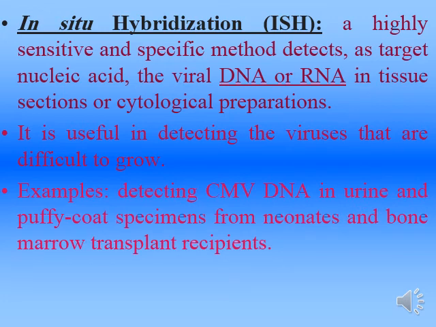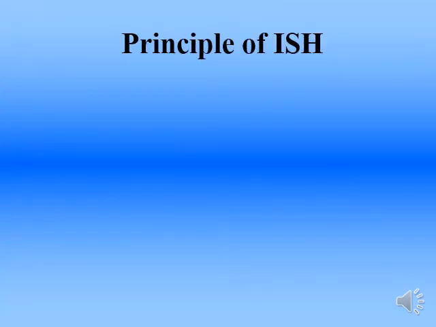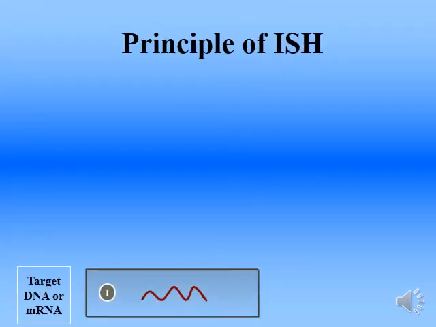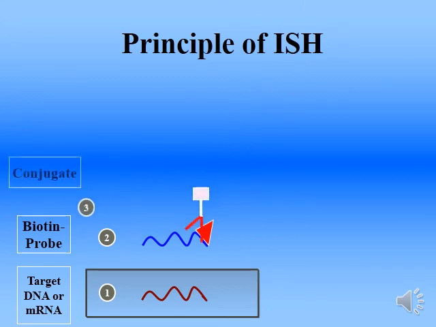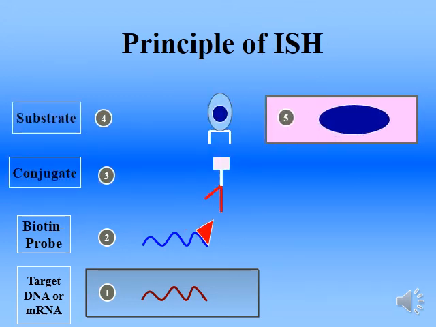Example: detection of CMV DNA in urine and buffy coat specimens from neonates and bone marrow transplant recipients. Detection of different types of HPV in cancer of cervix. The principles of in situ hybridization اللي هي target DNA وبايوتين بروب يرتبط ومن ثم الكونجيكيت والسبستريت ويعطينا الكلر.